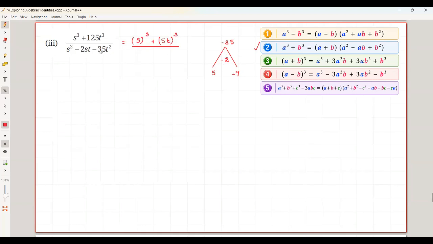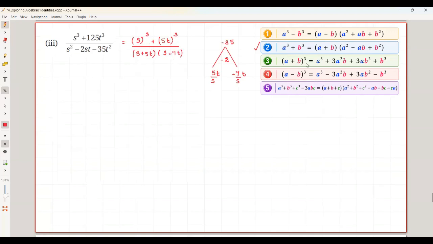Here we have two variables. So s is fixed, and we have one more variable also, that is t. Just take t also as a variable. So this can be factorized as s plus 5t into s minus 7t. This factorization is done.